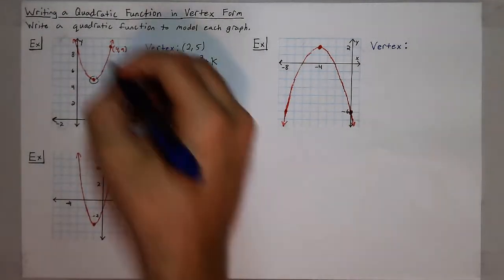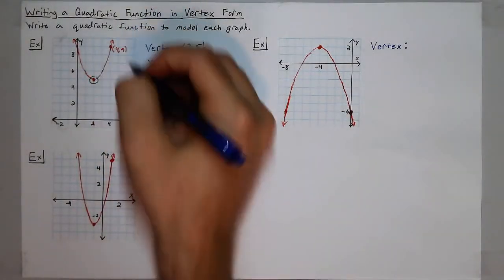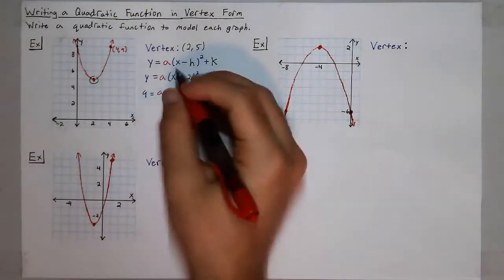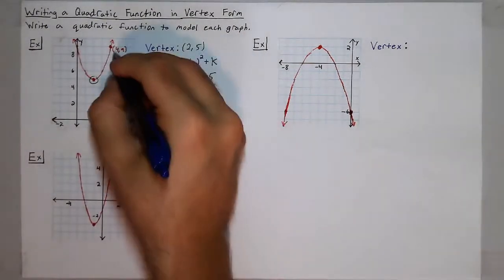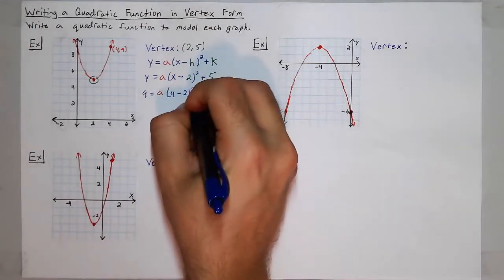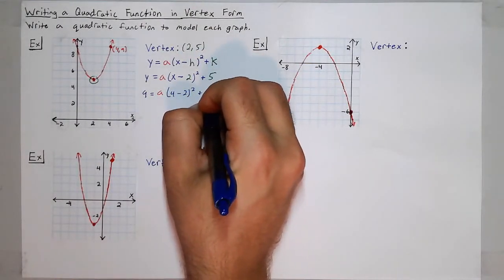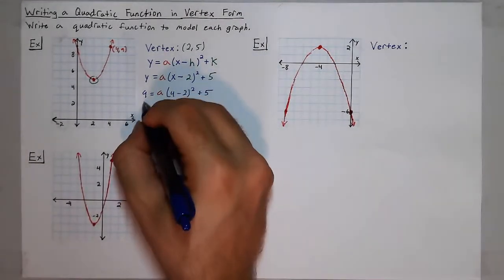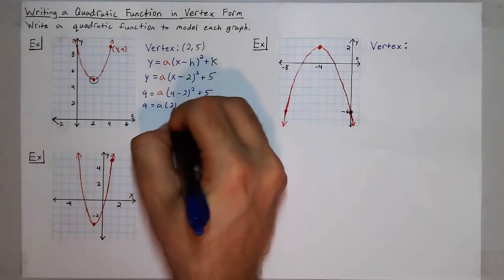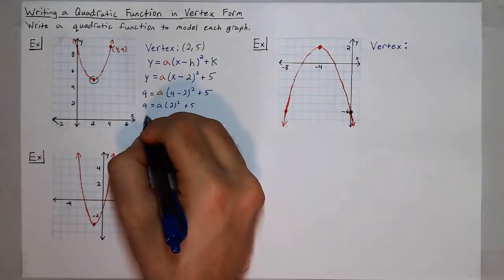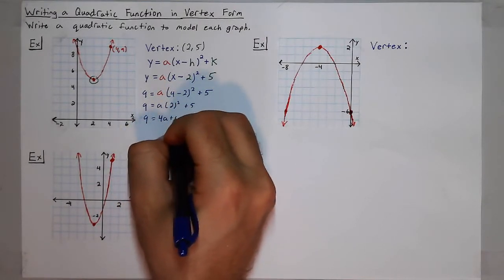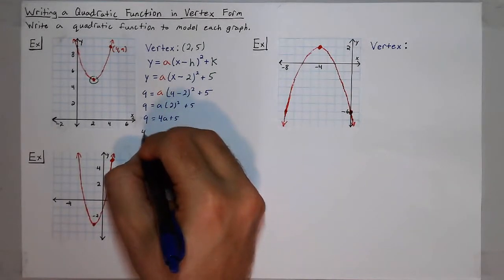So if I were to plug in 4 and 9, I would have 9 equals a times 4 minus 2 squared plus 5. And now I only have one variable left to solve for. So if we have 9 is equal to a times 2 squared plus 5, 9 is equal to 4a plus 5. We have 4 is now equal to 4a, so a is equal to 1.